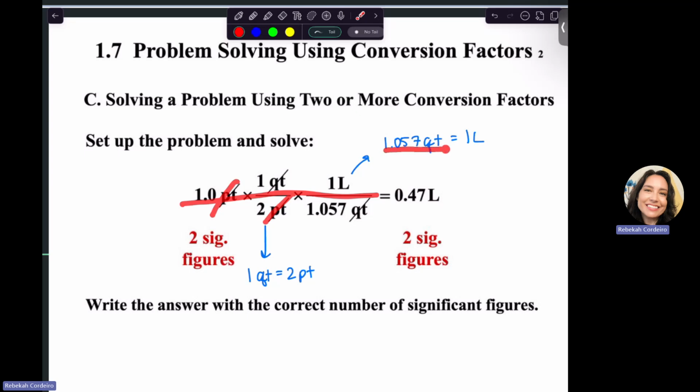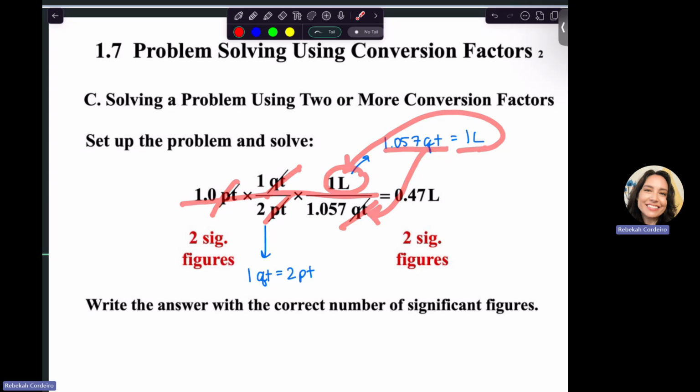So I look at my conversion factor. Oh, that number goes with quarts. So that's going to go on the bottom. Whatever it's equal to goes on top. That's the rule. Whatever it's equal to goes on the other side of the fraction. That will cancel my quarts out, and that leaves me with liters, which is what it's asking me for.